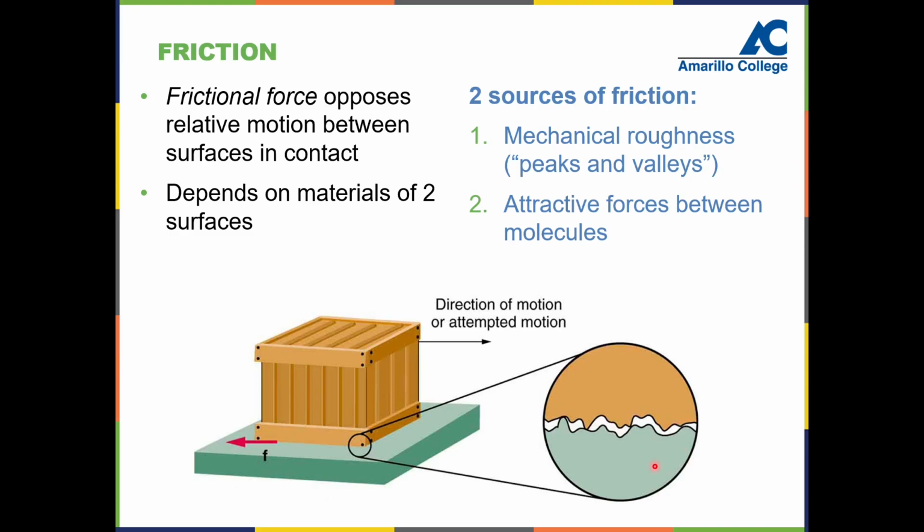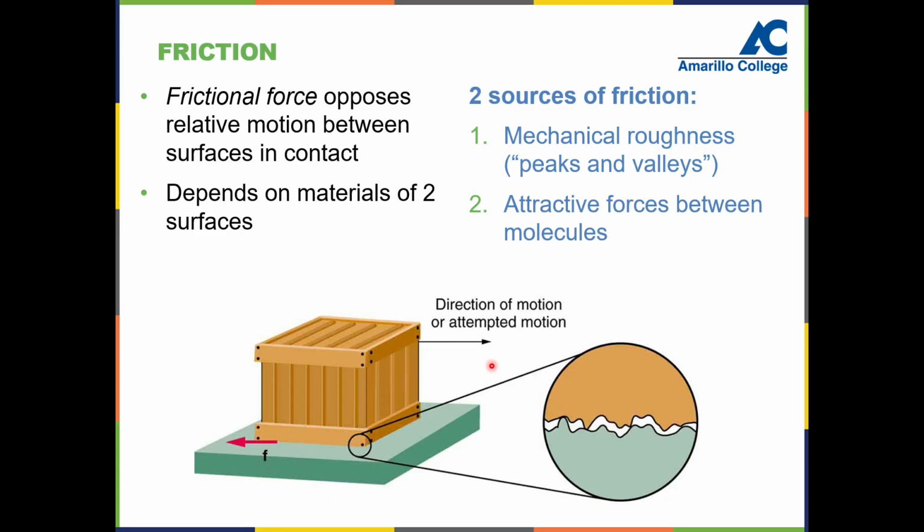So these puzzle pieces fit together, and if I try to pull this crate to the right as it's shown here, I'm going to have to pull all these peaks up and over these peaks on the concrete. Where right now everything is slotted together nicely, it's going to have to move all that or wear those peaks down in order to pull that crate to the right.